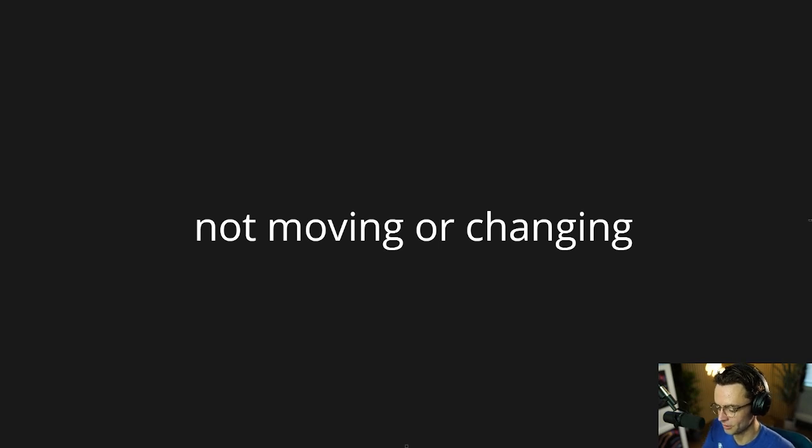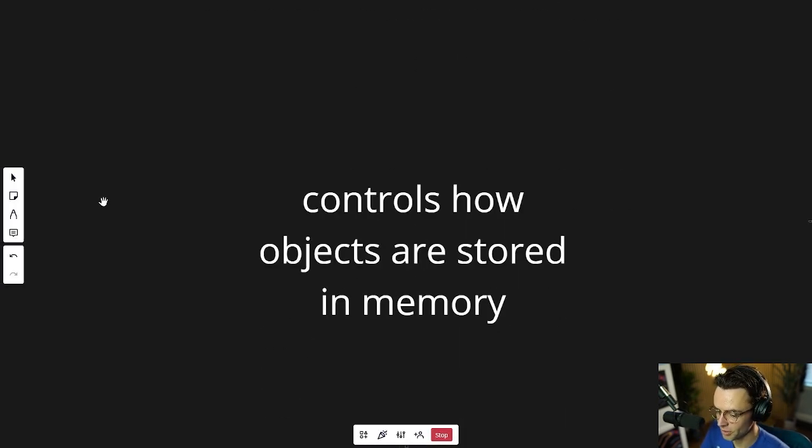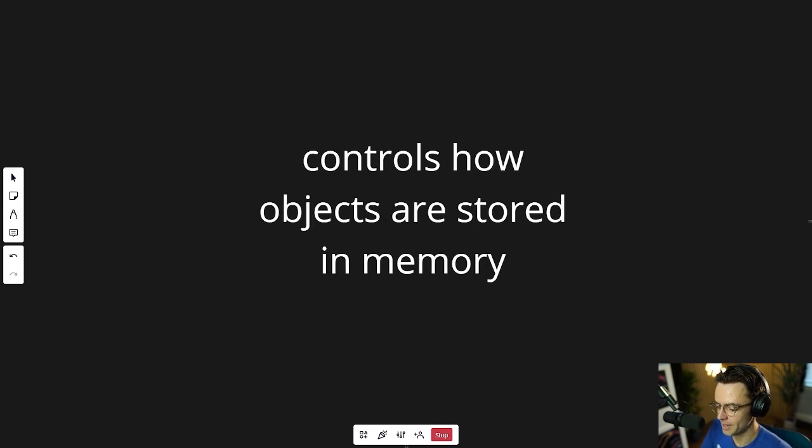So quick question. When you hear the word static, what do you usually think of? Usually when people are referring to static, they're thinking of something that's not changing, something that is not moving. And in the context of computer programming, this concept still remains, but it is a concept of computer memory. Static controls how objects are stored in memory.